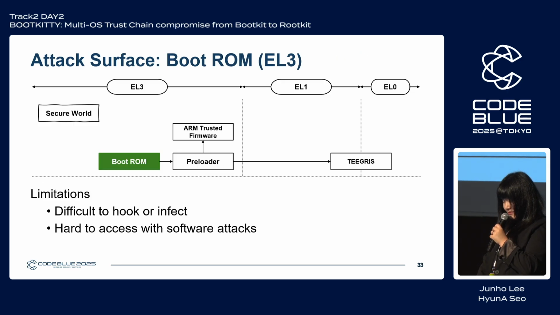First is the ROM stage. The ROM runs first when the system boots, and it is responsible for loading the bootloader. The code executes at exception level 3, and it is embedded in hardware, so it is hard to reach with software attacks and has few known vulnerabilities. For this reason, the ROM is a limited attack surface for attackers. However, if an attacker could install a bootkit in the ROM stage, they could achieve persistent control across reboots and gain a high level of stealth that is difficult to detect.